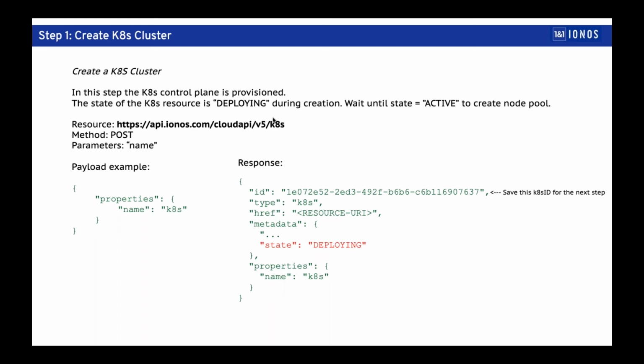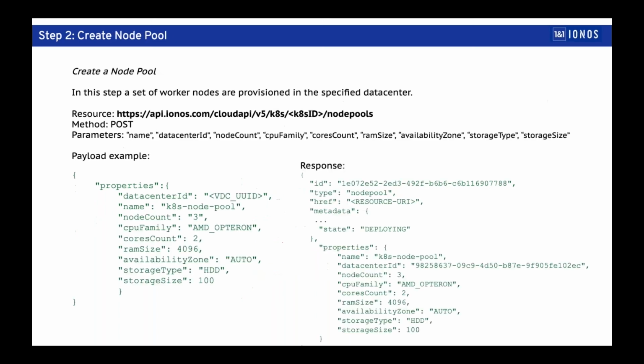You can also do a simple GET on this particular resource to get an update of the state. Once it is in state active, you are free to create the first node pool, so a set of worker nodes with identical configuration. The configuration is directly part of the payload. So you will provide, first of all, the data center ID, either the one that you created in the steps before or of an existing data center.